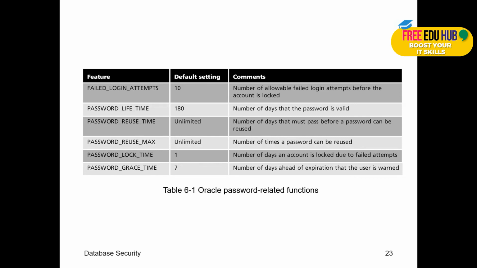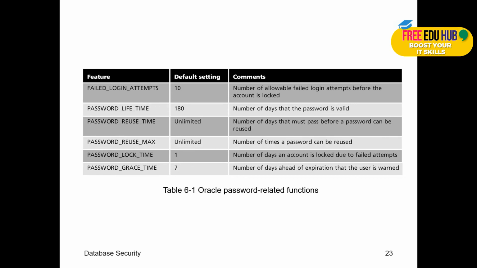Password reuse time is unlimited, the number of days that must pass before the password can be reused. Unlimited, but usually it's changed so that the user cannot use the same password again. Password reuse maximum limit is defined. Password lock time is the time the account would be kept locked after failed login attempts, for example, for 1 minute, 5 minutes, or 10 minutes, and then automatically it would unlock the account. You can set this time limit yourself.